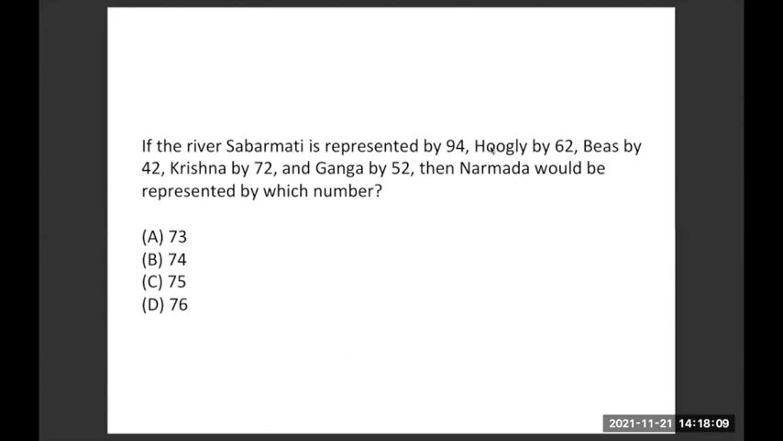Okay, let's see if that works with Hooghly. 1, 2, 3, 4, 5, 6. 6 is the number of letters and 2 vowels, O and O, which is correct. Bias also it works, 42. Krishna also the same logic works. I and A, they are the 2 vowels, that's where 2. Ganga, same logic works. That's where Narmada will be 1, 2, 3, 4, 5, 6, 7. And vowels are 3, so 73. Is that correct? So option A will be the correct one here.